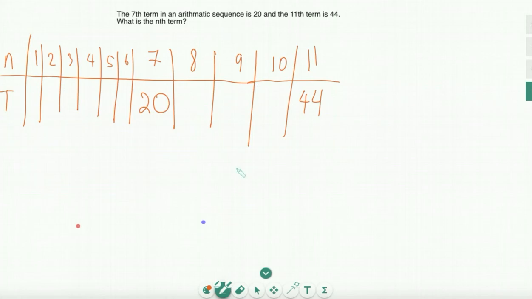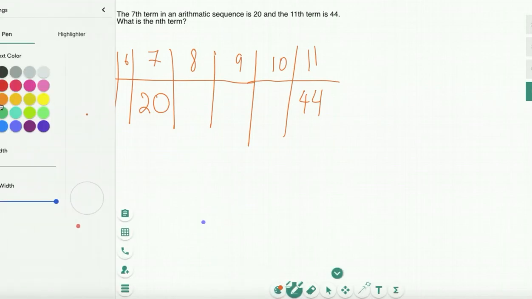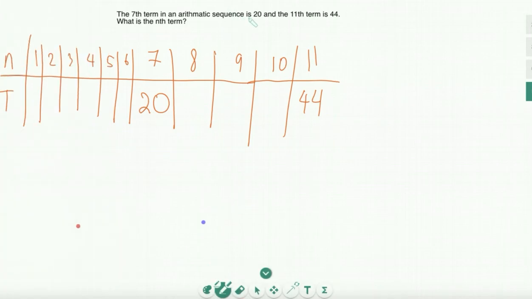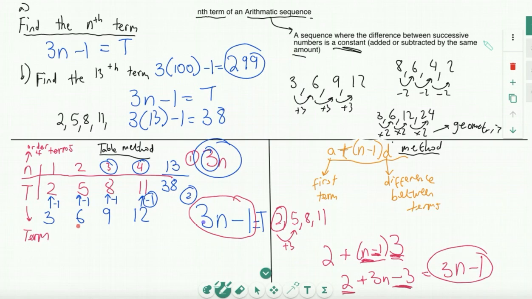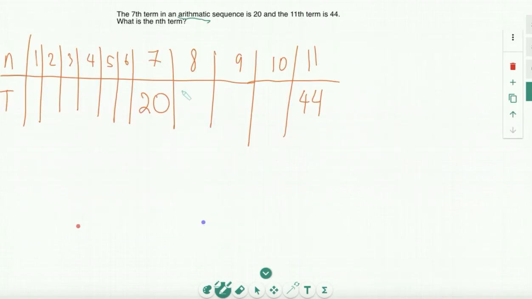So, the key to this problem, guys, is realizing that this is an arithmetic sequence. And if we go back to the beginning, an arithmetic sequence is a sequence where the difference between each successive term is a constant. Okay, so that means the jump from the 7th to the 8th term is exactly the same as the jump from the 8th to the 9th term, which is exactly the same as the jump from the 9th to the 10th term, and from the 10th to the 11th term.